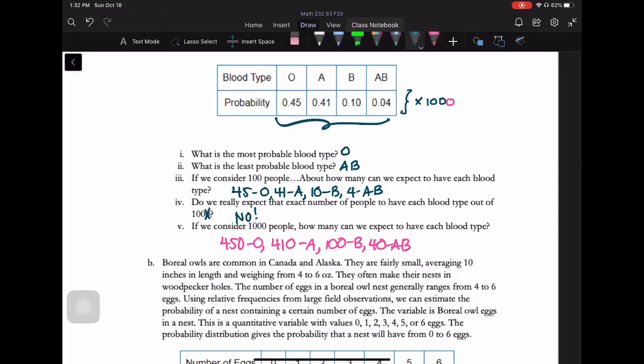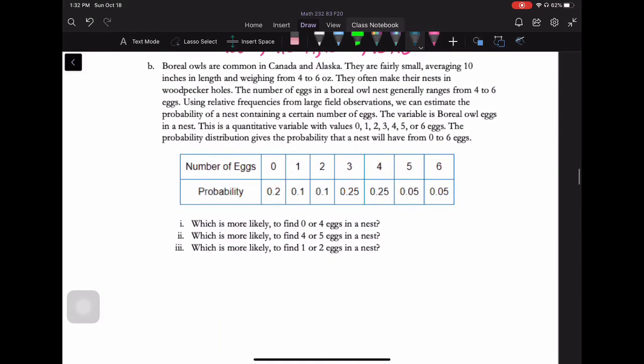Boreal owls are common in Canada and Alaska. They're fairly small, averaging 10 inches in length and weighing from 4 to 6 ounces. And they make their nests in woodpecker holes. The number of eggs that a nest generally has ranges from 4 to 6 eggs. And then we're going to use relative frequencies from a large field of observation to estimate certain probabilities.